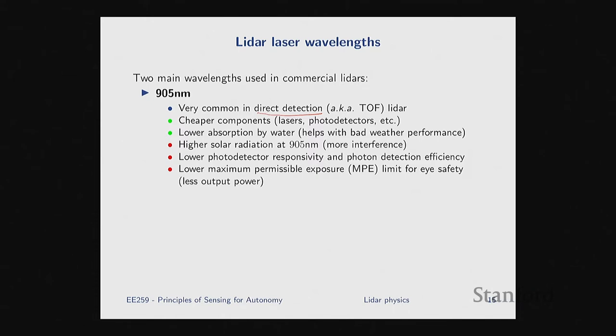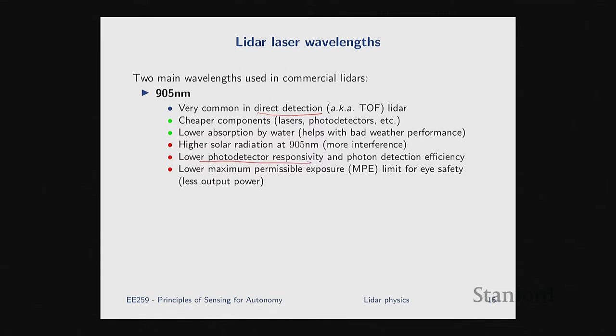What's good about 905 is that components are cheaper, like lasers, photo detectors, they can be manufactured more cheaply. And also, water absorption is lower at 905. And why do we care about water absorption? Because it means that if you have high water content in the atmosphere, like if you want to see through fog or see through rain, 905 could help you a little bit because it's absorbed less by water. What's not good about it is that you get high solar radiation at that wavelength. So a lot of sunlight has, you know, energy in 905, which basically becomes interference for your LIDAR.